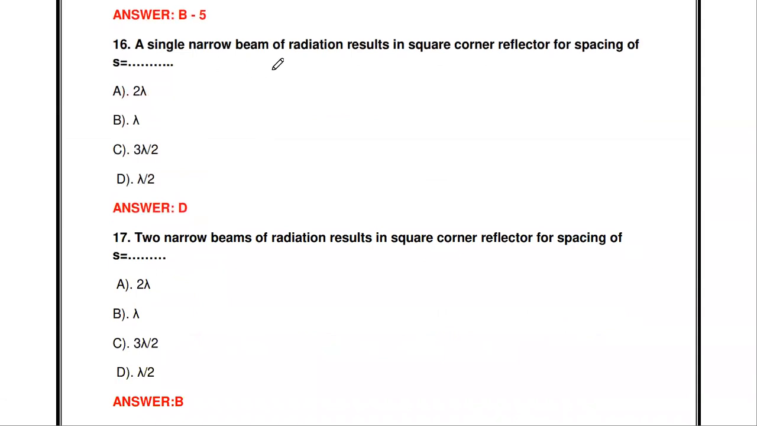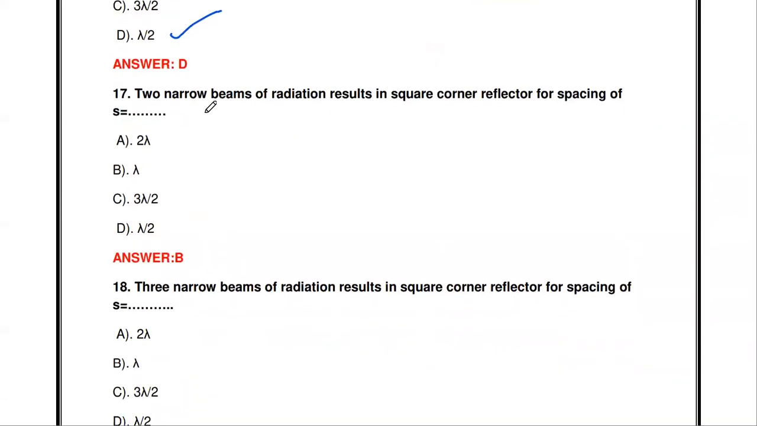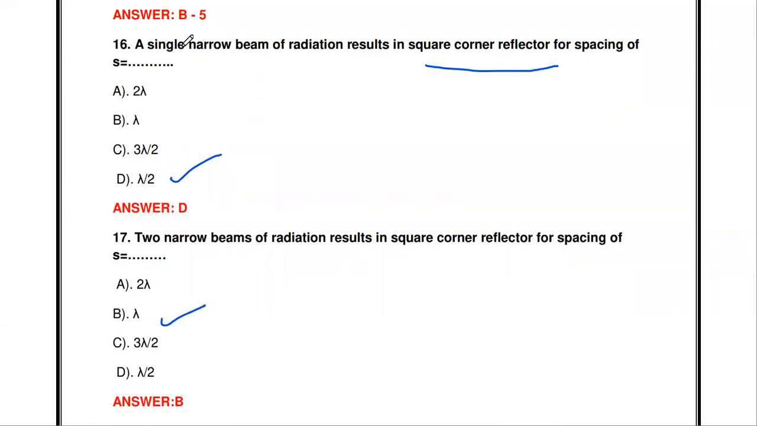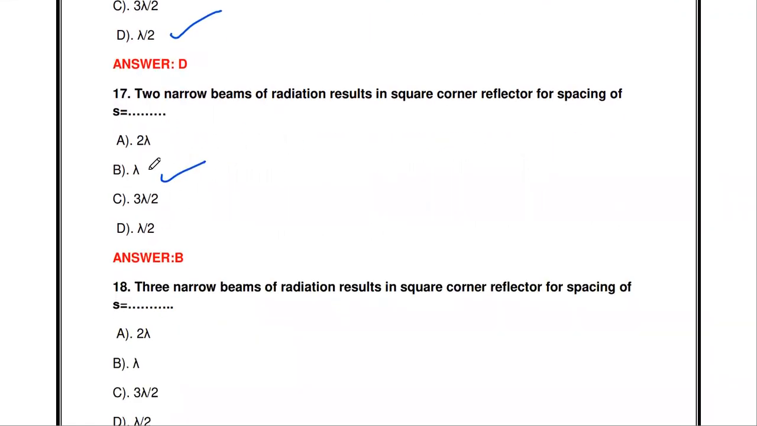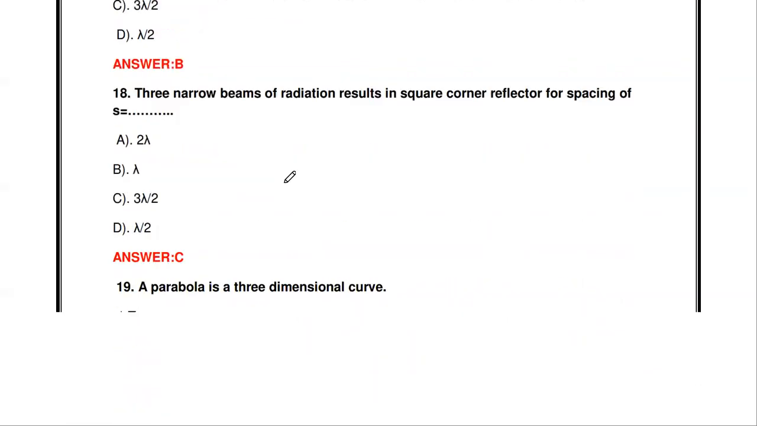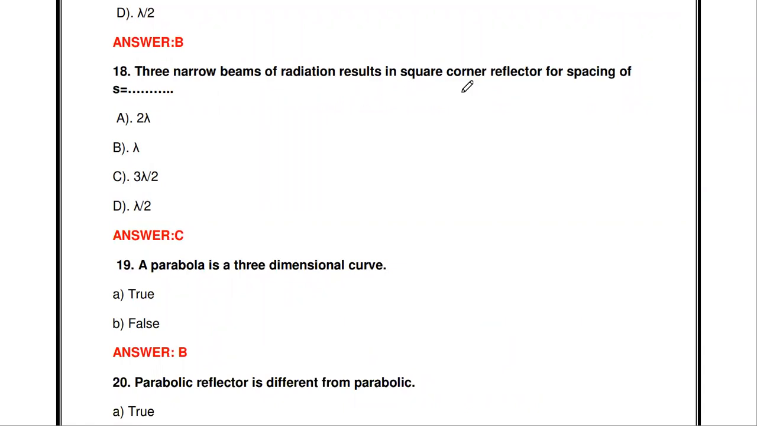Then the next one: a single narrow beam of radiation results in a square corner reflector for a spacing S equal to dash. It is lambda by 2. So S is equal to lambda by 2; at that time we get a single narrow beam of radiation. Two narrow beams of radiation result in a square corner reflector for spacing S equal to lambda. If the spacing is lambda by 2, we get a single narrow beam; if the spacing is lambda, we get two narrow beams. Then three narrow beams of radiation result for a spacing S equal to dash. If the spacing is 3 lambda by 2, we get three narrow beams of radiation.